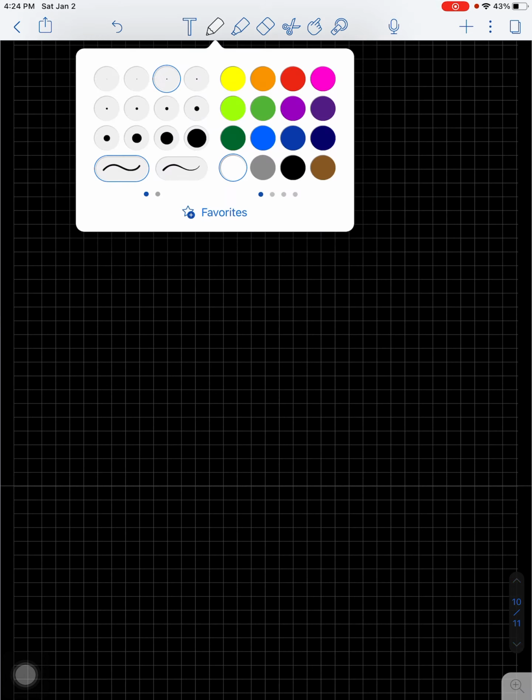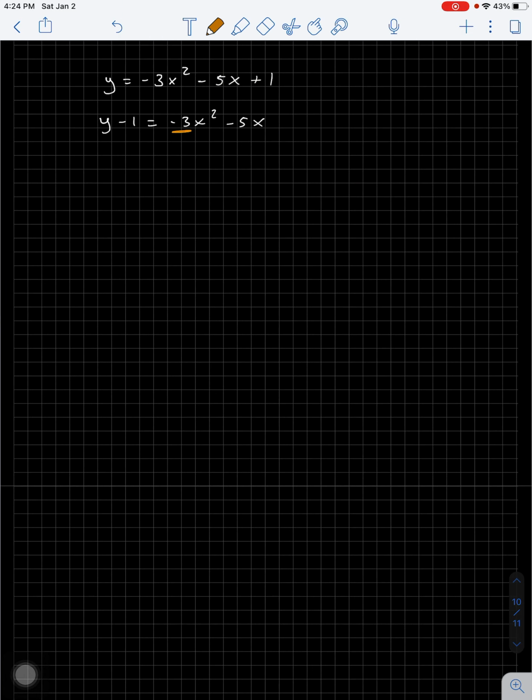This is probably as bad as it will get, okay? So if you can do this one, you can do any of them. So first thing we're going to do, I'm following the list that is in my head that you need to memorize some form of so that you have a game plan. Subtract the 1 over. So y minus 1, that's my first step. Then I'm going to factor out the coefficient of the x squared term.